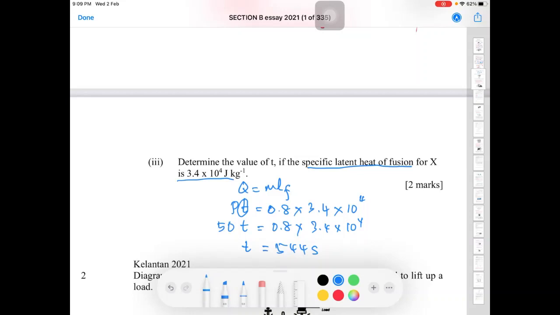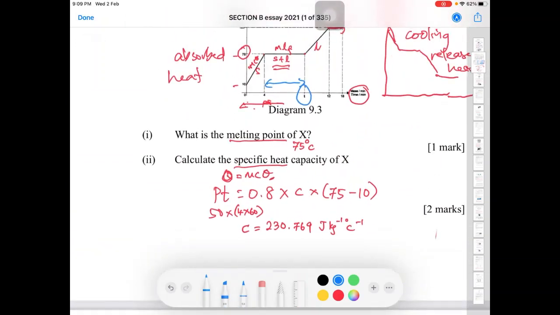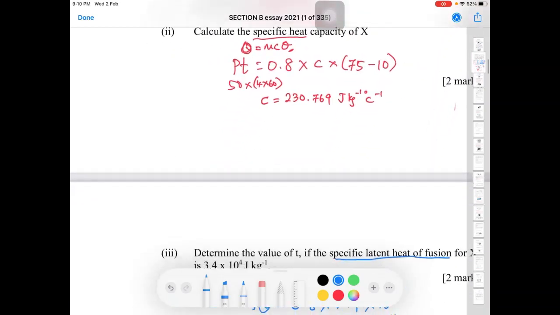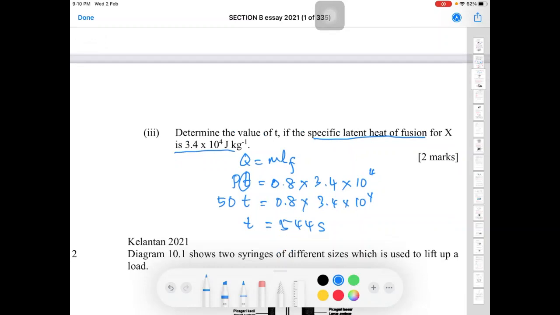Tapi sekarang you kena ingat, T di sini, this T is actually in minute. Yang you dapat, not this T, you dapat the T used here. Ni T yang dekat sini yang you dapat. Jadi you tukar dulu this one kepada minute. So you akan divide by 60, you akan dapat 9.06 minit.